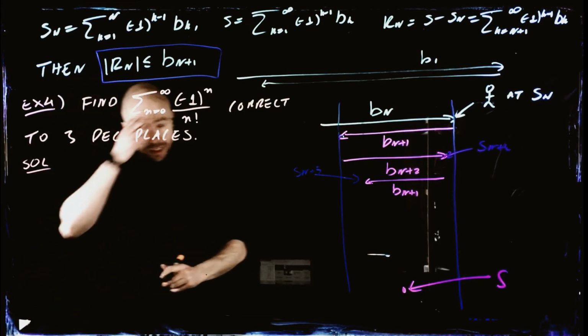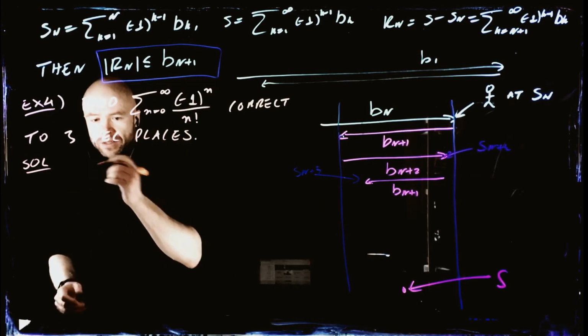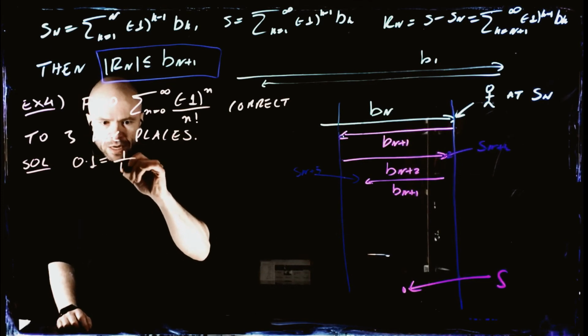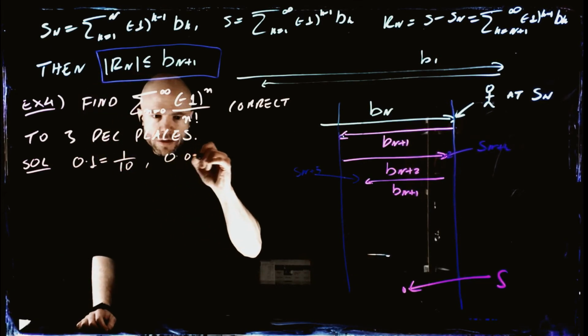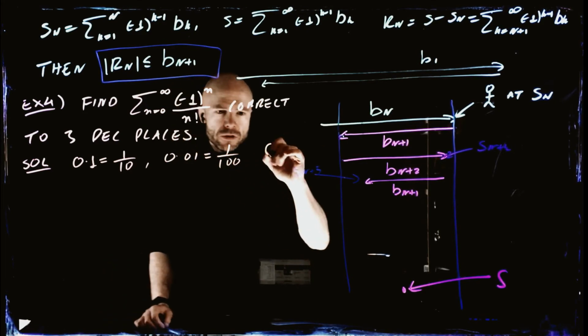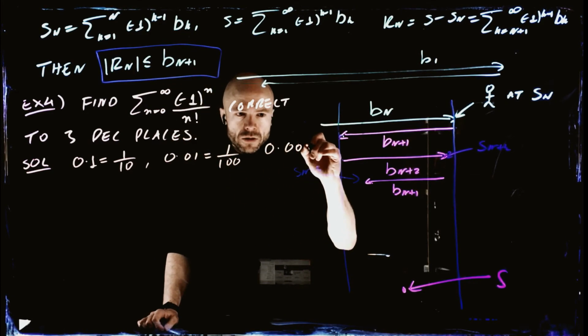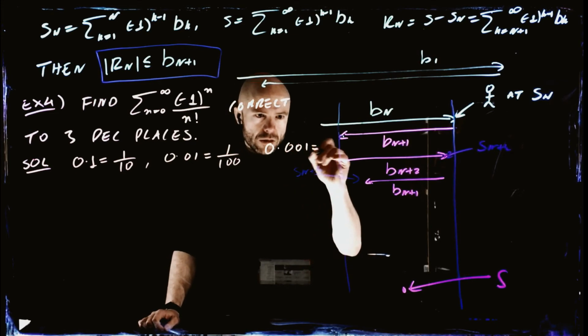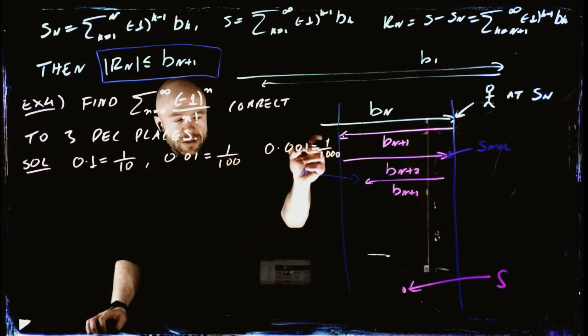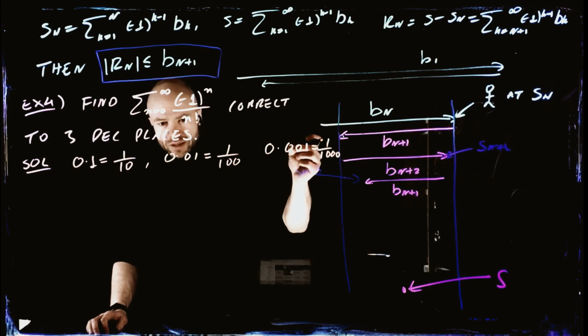Solution. All right, let's first think about what we mean by 3 decimal places. If we consider 0.1, that's the same as 1 over 10. 0.01 is the same as 1 over 100. And therefore 0.001 is 1 over 1,000. So correct within 3 decimal places is the same as saying the answer is within 1 over 1,000.